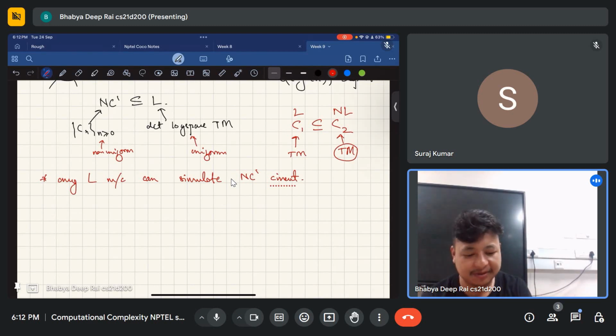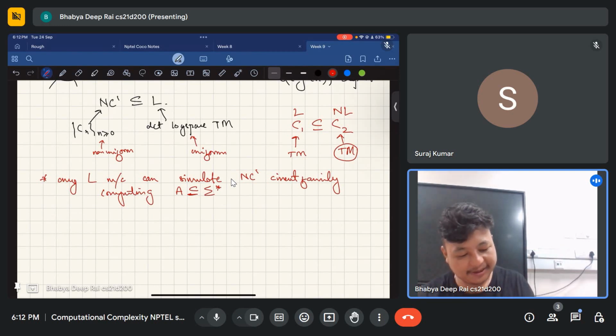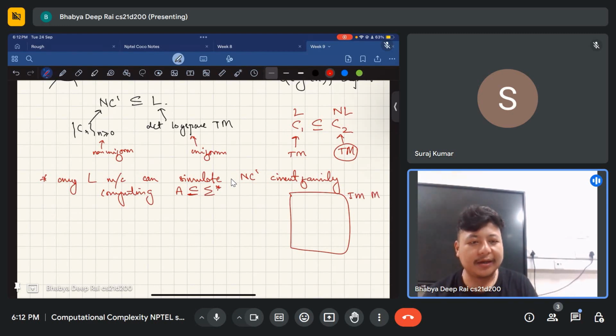Okay, well and good, but NC1 circuit computing what? The circuit family computing a language, because we are already using L here, let's say computing A. Computing this language. But what is the problem that arises? Okay, so you have your L machine, let me call it Turing machine M, and there is an input X.